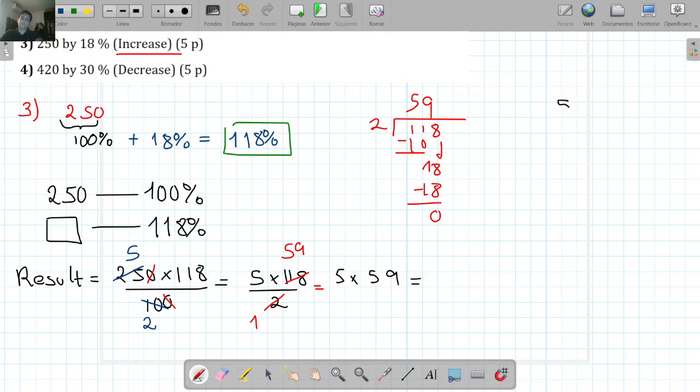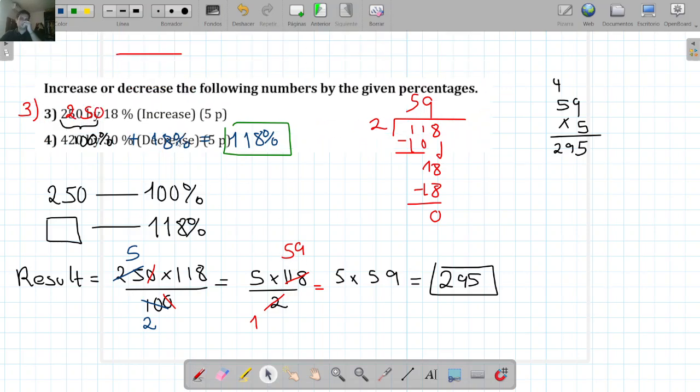5 times 59, we can work with that. 5 times 9 is just 45. 5 times 5 is 25 plus 4 is 29. 295. That is our result, what the 118% represents.